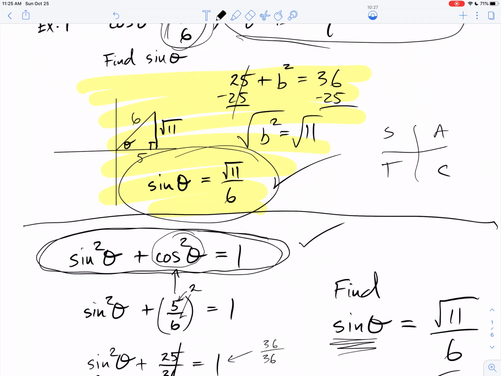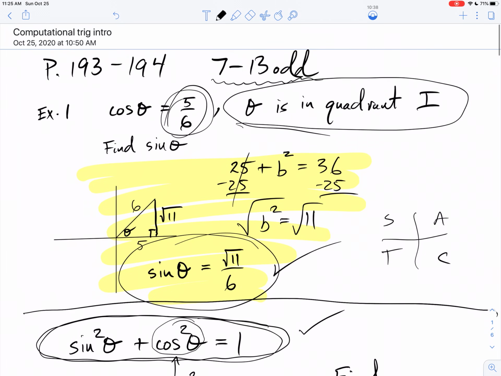But by the time we get to the unit test, it doesn't matter to me which way you use. You use the way that you think is easiest. But these 4 questions, there's only 4 of them here, 7 to 13 odd on that page. And by the way, the odd answers are in the back of the book, so I'm not going to include them here. You can just look them up.